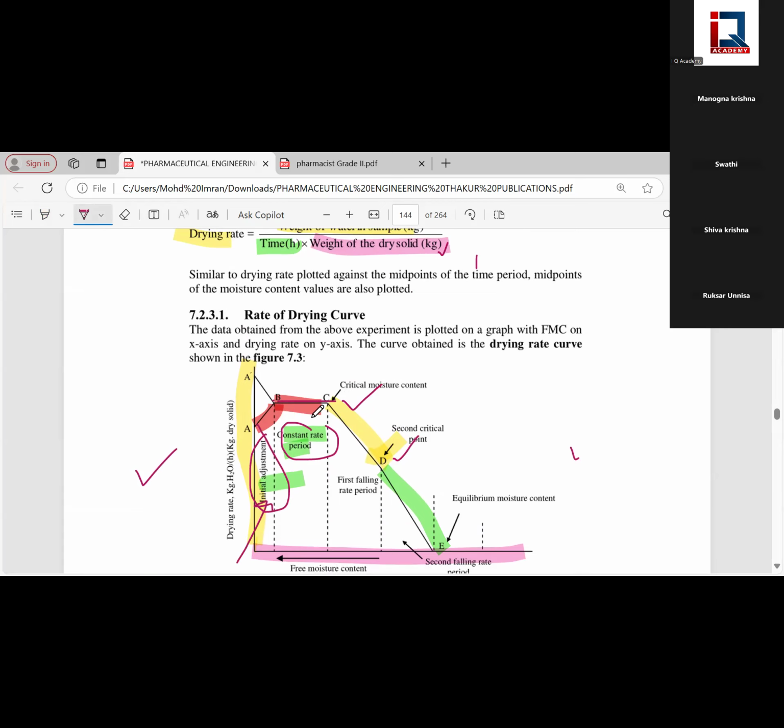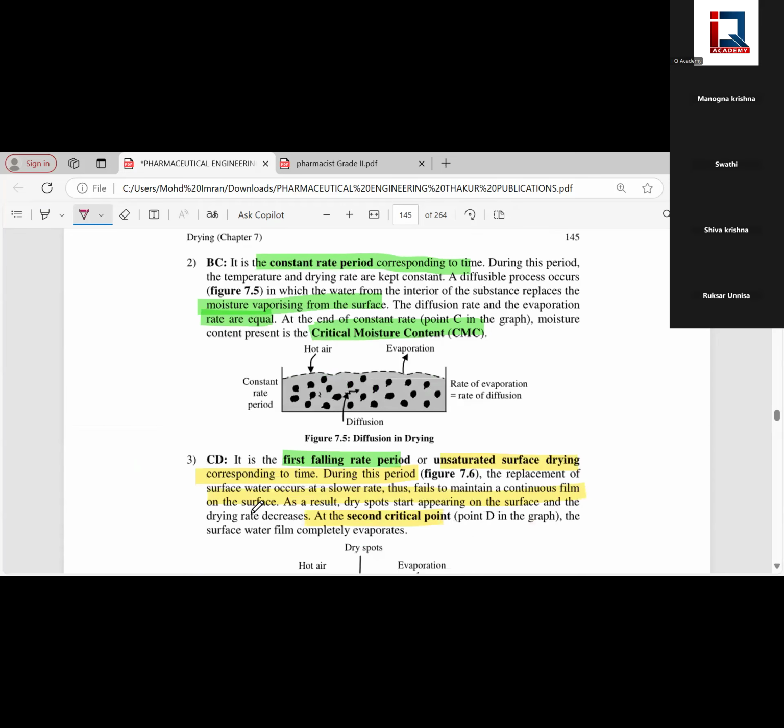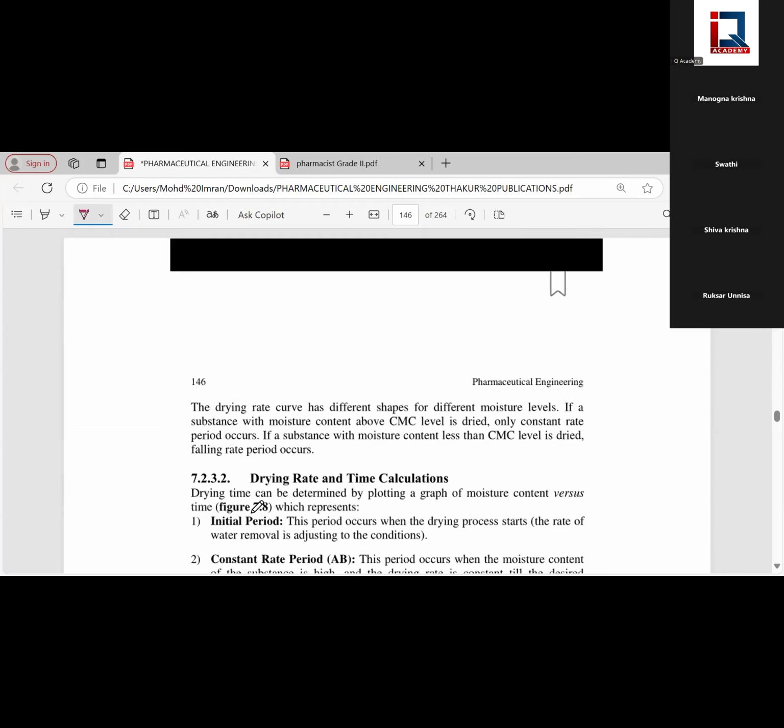Right. Then in the constant rate period, it is becoming equal. The rate of diffusion and the rate of evaporation are equal. And in the falling rate period, the rate of drying changes and it continues after the critical period. So this is the drying rate curve.